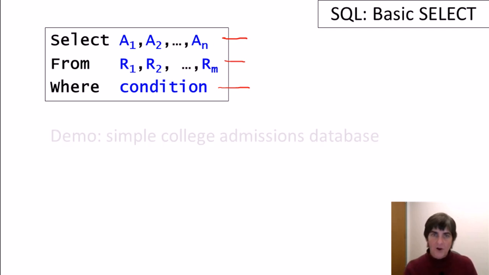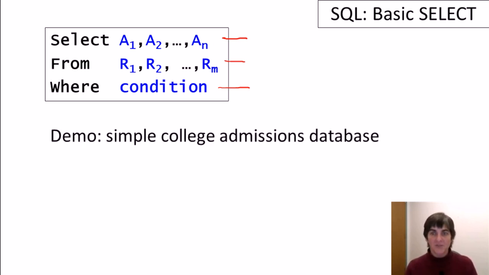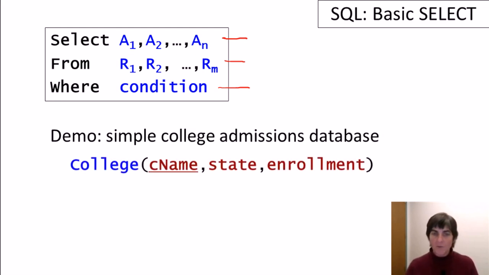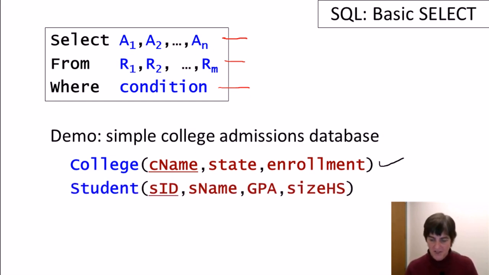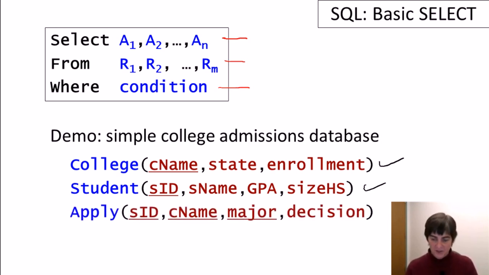All of the 7 demos are going to be using the simple college admissions database that we learned about in the relational algebra videos. As a reminder, we have 3 relations. We have the college relation. The college relation contains information about the name of colleges, the state, and the enrollment of those colleges. We have the student relation, which contains student IDs, their names, their GPA, and the size of the high school that they come from. And finally, the application information that tells us that a particular student applied to a particular college for a particular major, and there was a decision of that application.